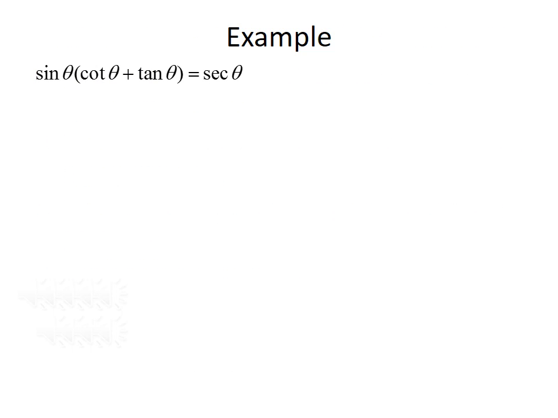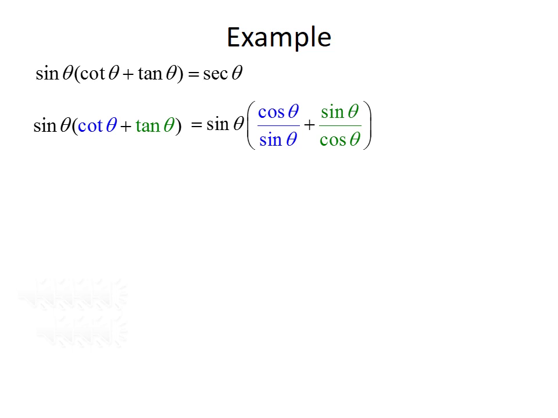So let's do some examples. The first thing we want to do is show that the sine of theta times cotangent theta plus tangent theta equals secant theta. So we'll start with the more complicated looking side, that's the left-hand side. Sine of theta times cotangent theta plus tangent theta. We'll use the quotient identities to rewrite this. Sine of theta times cosine theta over sine theta plus sine theta over cosine theta.